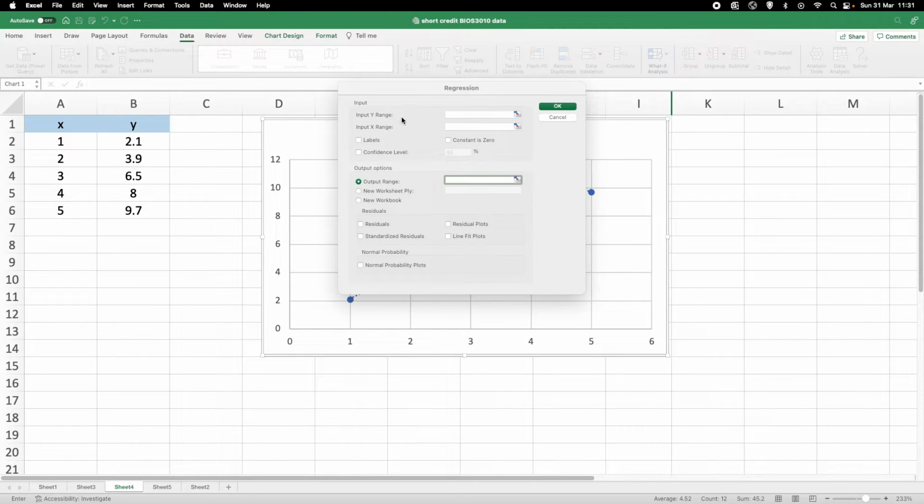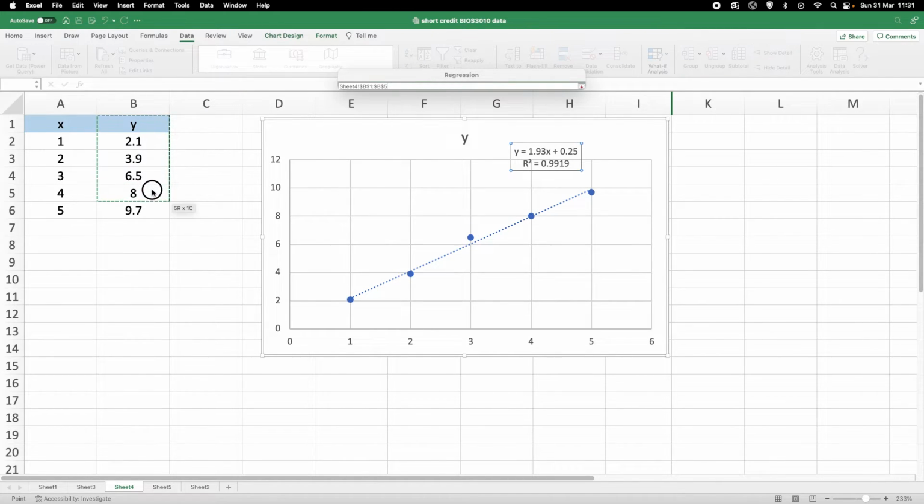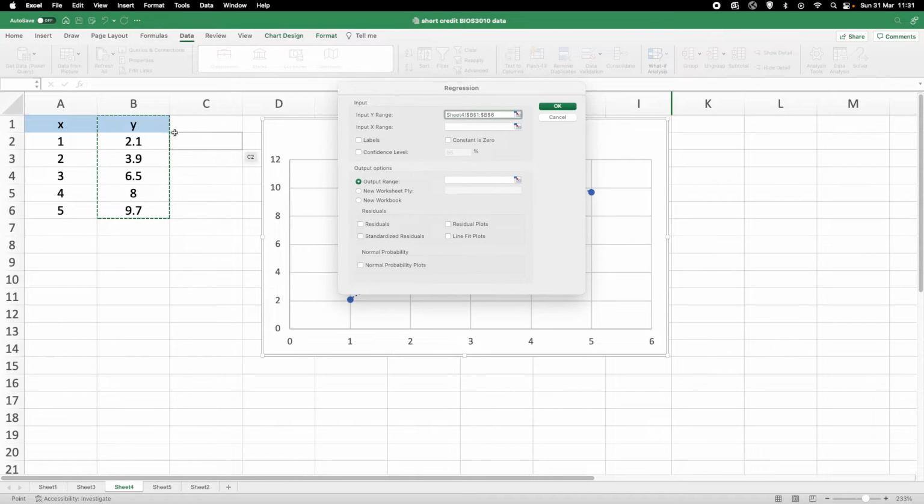And it will ask us to input certain ranges. The first one that we need to do is to input the Y range. I take all the data, highlight them, and that includes the label here. The X value, the input range, I do exactly the same thing here. So I've got my Y and X, and it's important that you do that in this order. We have labels, and we also want confidence intervals, so that's all good. And let's put the output range on the same sheet.